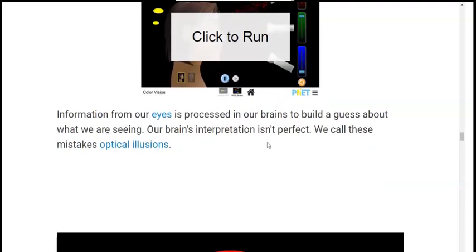So our brain interpretation isn't perfect. We call these mistakes optical illusion.